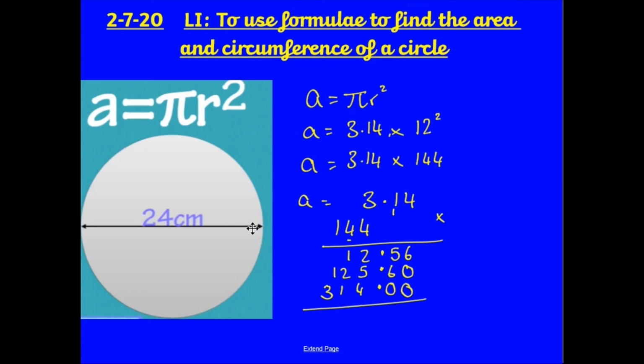314. I can now add these together, which will give me 6, 11. Decimal place obviously stays where it is. 2 plus 5 is 7. Plus 1 is 8. Plus 4 is 12. 1 plus 1 plus 1 plus 2 is 5. And 3 plus 1 is 4. So the area of this circle is 452.16 centimetres squared.